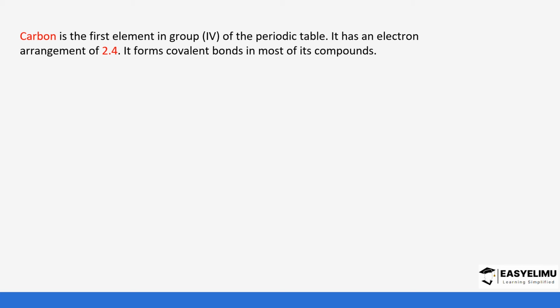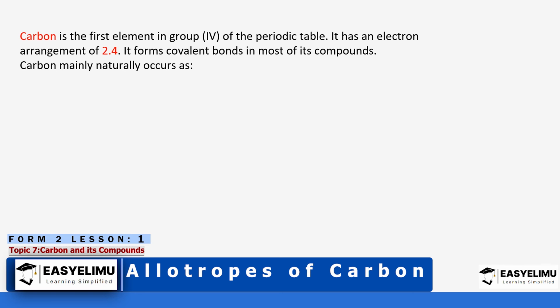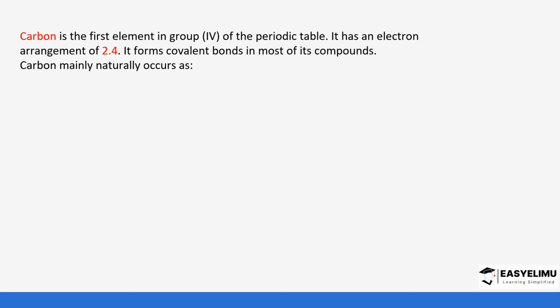Carbon is the first element in group 4 of the periodic table. It has an electron arrangement of 2.4, and it usually forms covalent bonds in most of its compounds since it's a nonmetal.